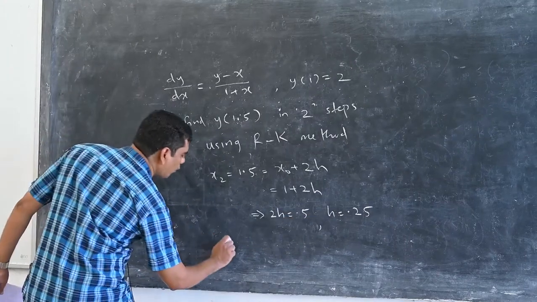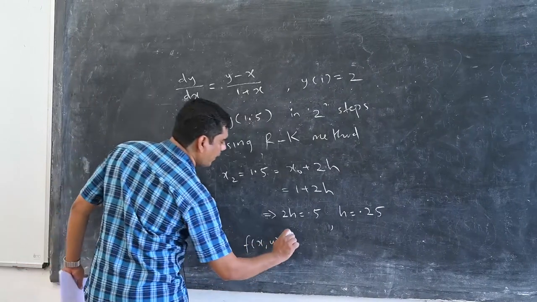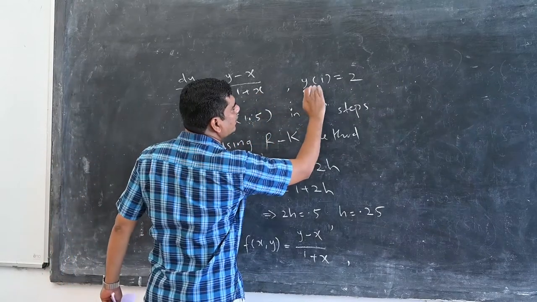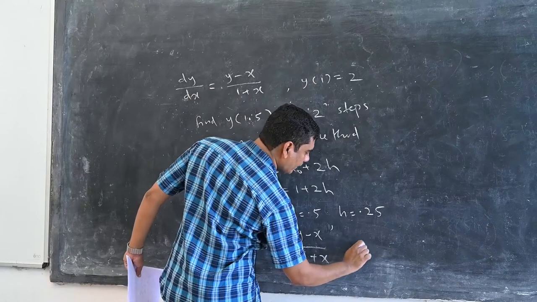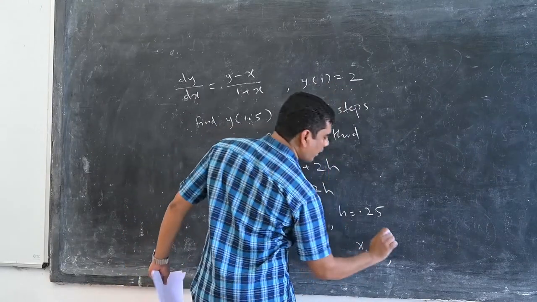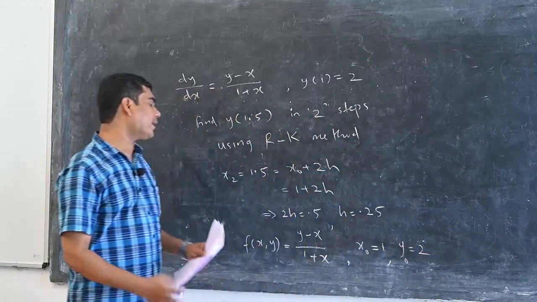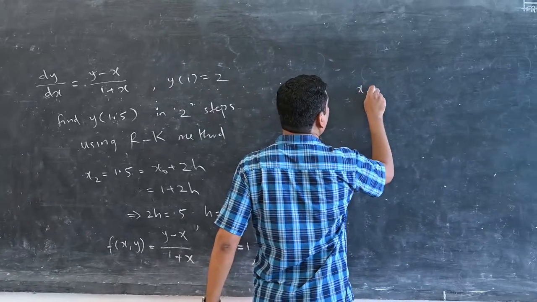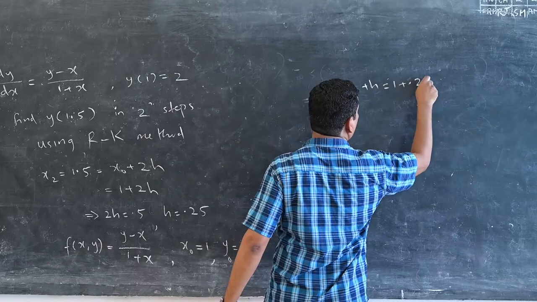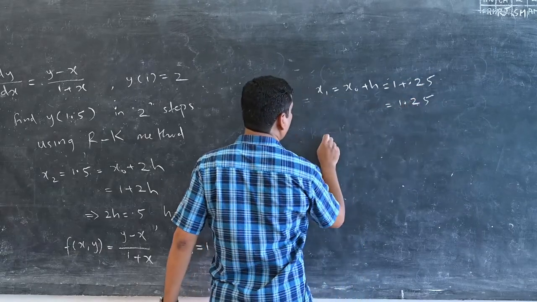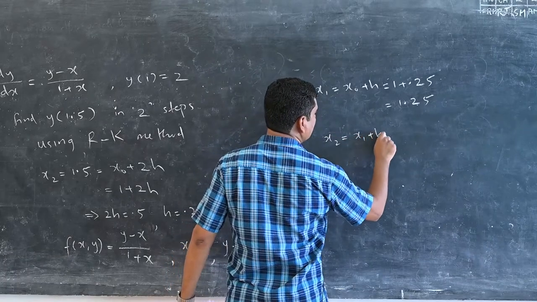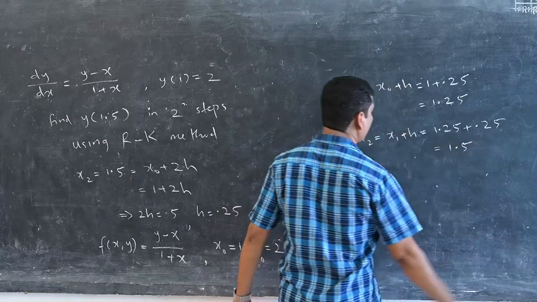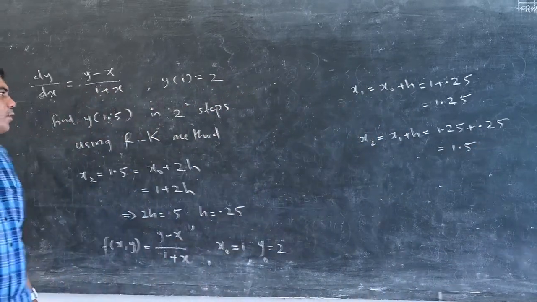Here the function is f of x, y is equal to y minus x divided by 1 plus x. y of x naught is equal to y naught. So x naught is equal to 1, and y naught is equal to 2. And we obtain the value of h is equal to 0.25. So x1 is equal to x0 plus h, 1 plus 0.25, it is 1.25. x2 is equal to x1 plus h, 1.25 plus 0.25 is equal to 1.5. So we obtain x2 equal to 1.5 in 2 steps.